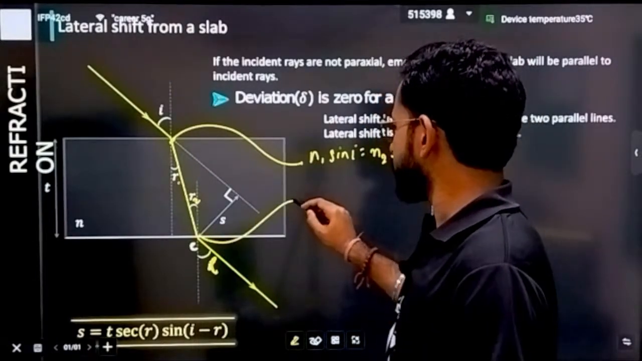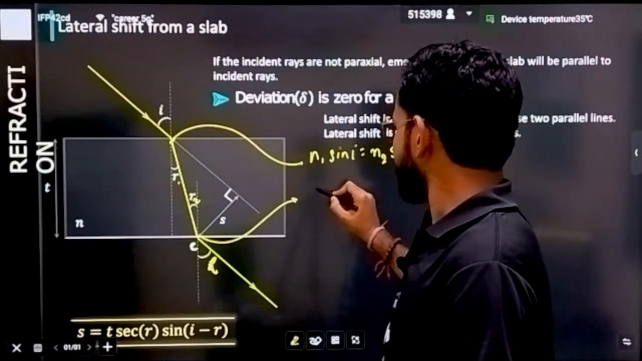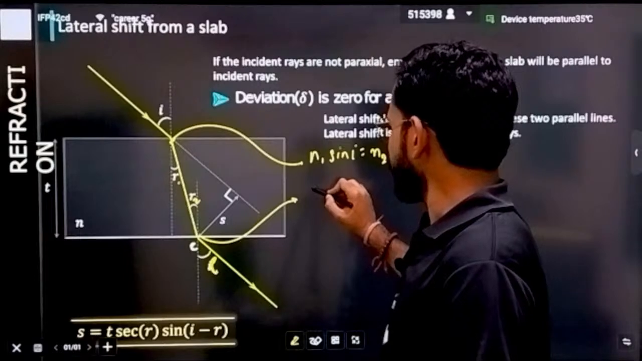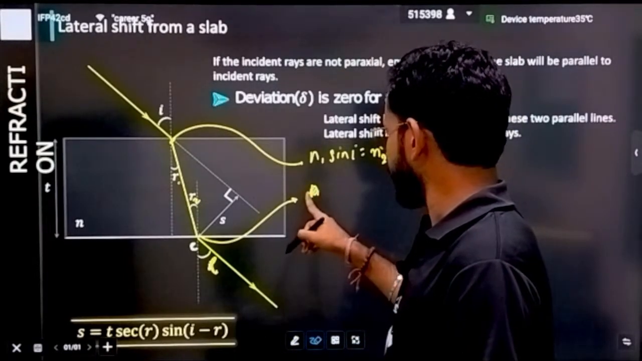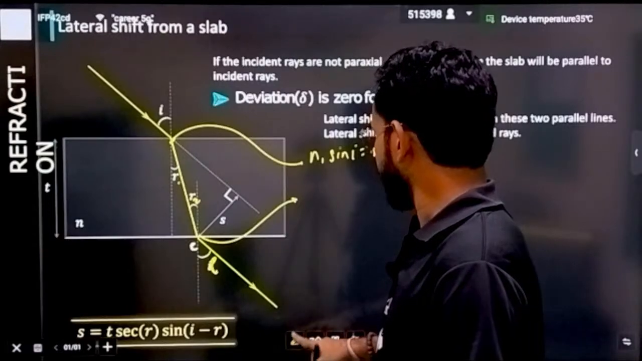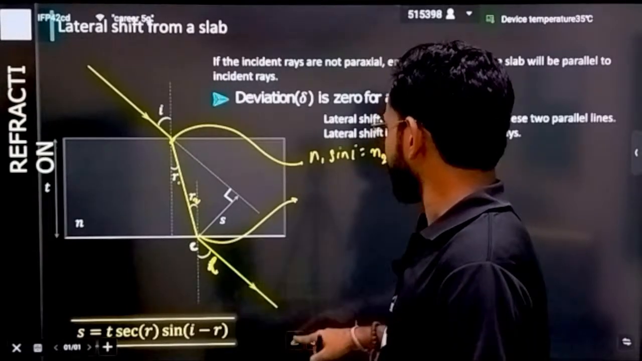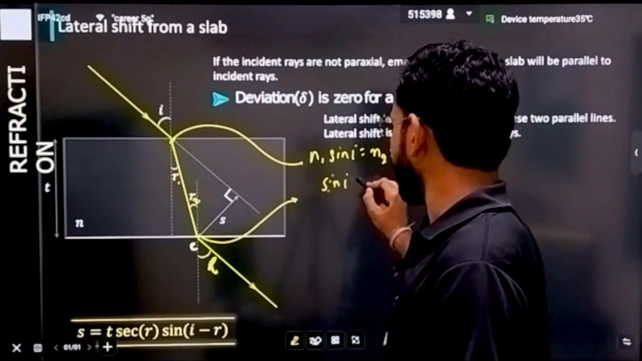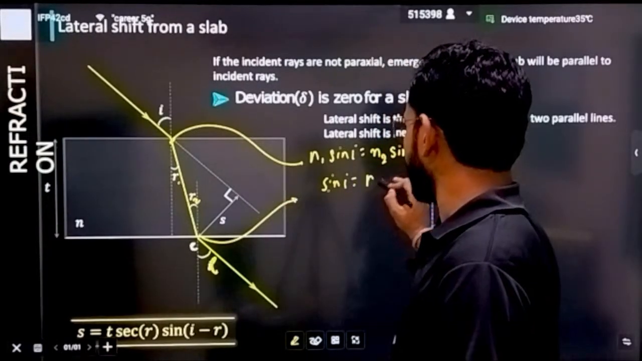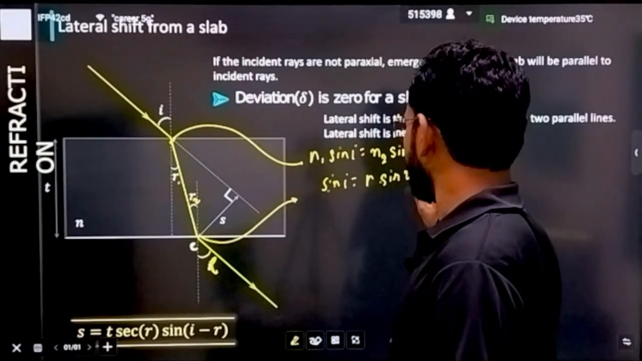Now apply Snell's law at this surface. When you apply Snell's law at this surface, how will you write it? Write it properly first. N1 is what? Air. So write 1 into sine of i is equal to n2, which is given as n, into sine of r1.